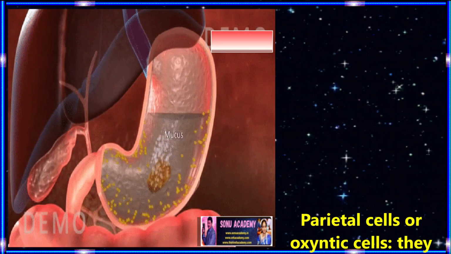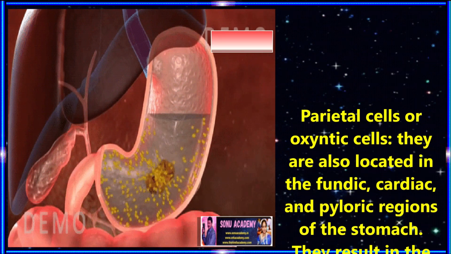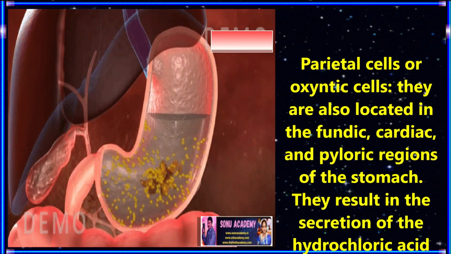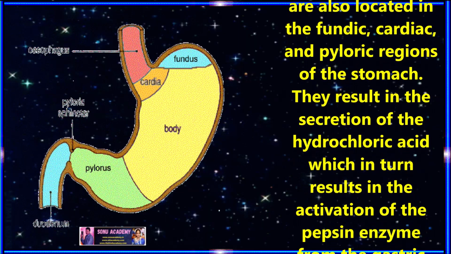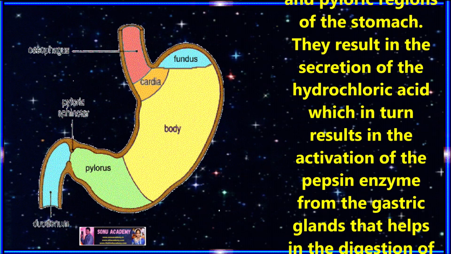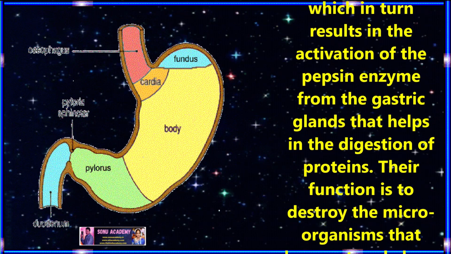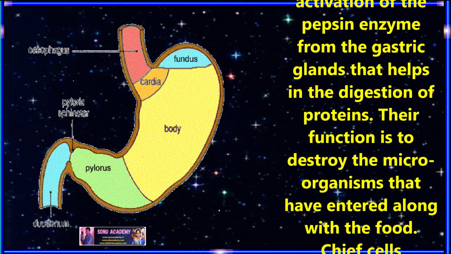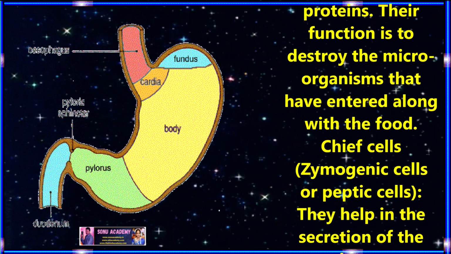Next one is peptic cells or oxyntic cells. These are also located in the fundic, cardiac and pyloric regions of the stomach. They secrete hydrochloric acid, which in turn results in the activation of the pepsin enzyme from the gastric glands that helps in the digestion of proteins. Their function is also to destroy the microorganisms that have entered along with the food.